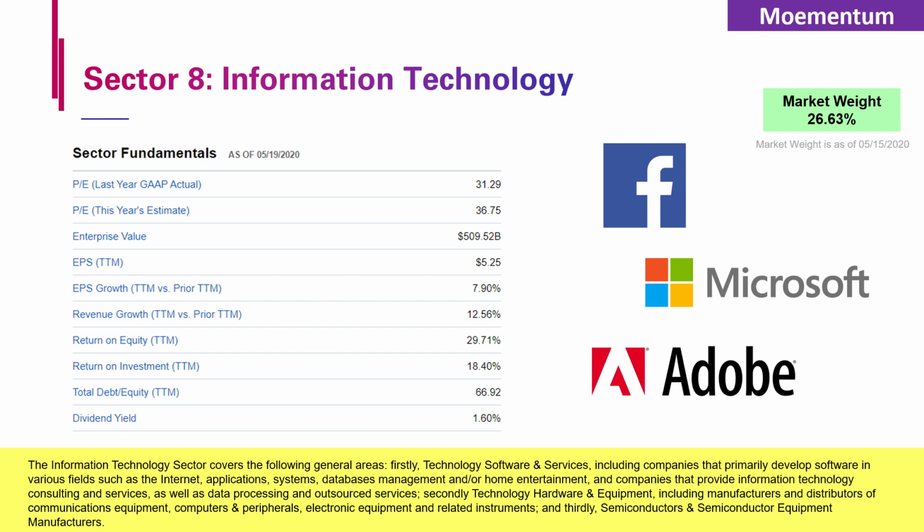Information technology, with a massive market weight of 26.63% in terms of market cap, with familiar companies such as Facebook, Microsoft, and Adobe. The dividend yield for information technology companies is typically lower, and for this sector is sitting at 1.60%. Looking at the return on equity for information technology sector, it's sitting at 29.71%.